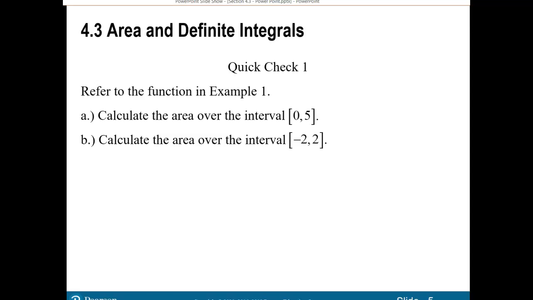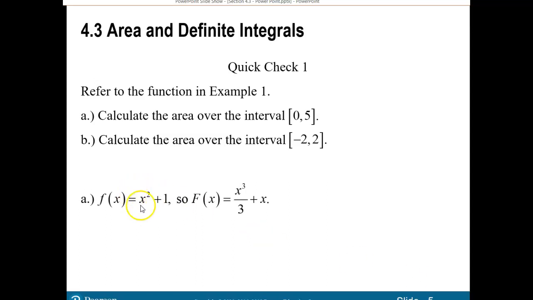All right, so our quick check here, we're going to try this again. Refer to the function in example 1, the same one we just used, only this time we're going to calculate the area over different intervals. So part A, the area over the interval 0 to 5, and then part B, the area over the interval from -2 to 2.